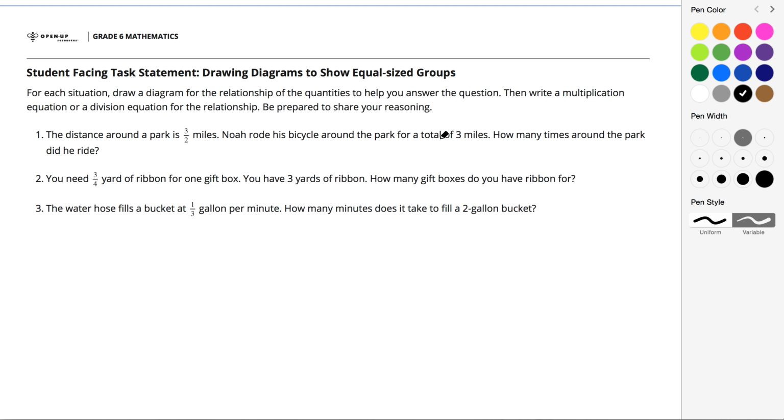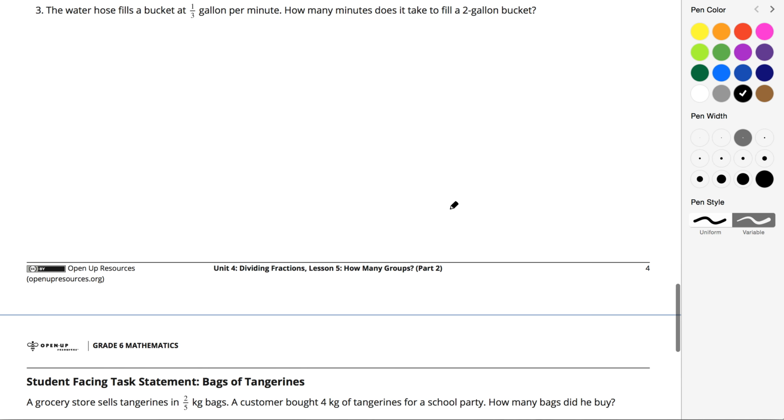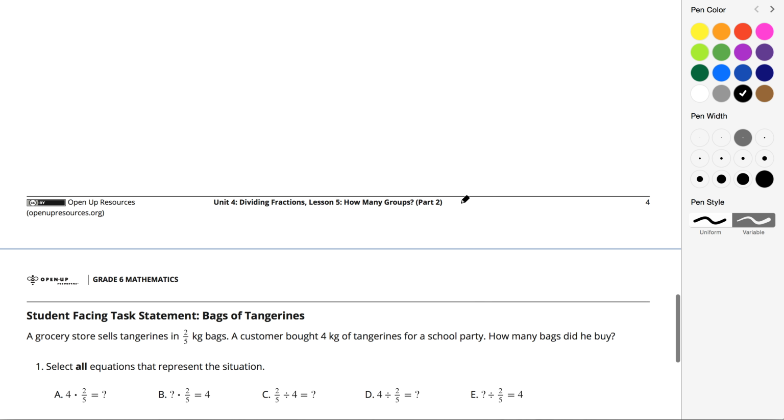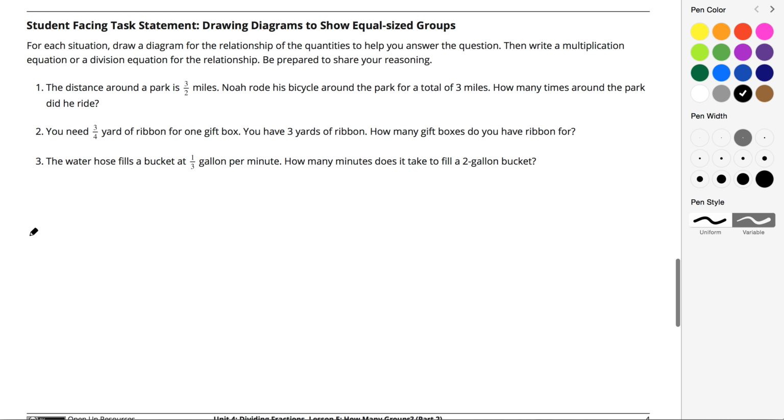Okay, for each situation, draw a diagram for the relationship of the quantities to help you answer the question. Then, write a multiplication equation or division equation for the relationship. Be prepared to share your reasoning. All right, so essentially, we have to draw a picture and write an equation. Because there's not a lot of room, oh, there's actually 2 more. Huh, look at that. All right, I'm going to write question 1 here, question 2 here, and question 3 here. I'm going to move 3 over. I didn't give myself enough room for that one.